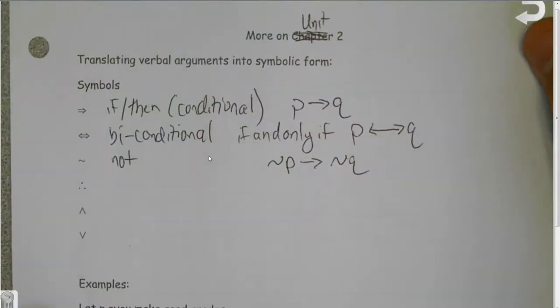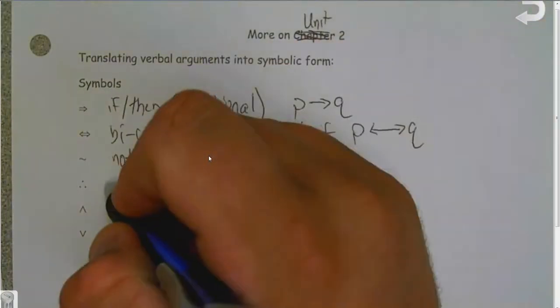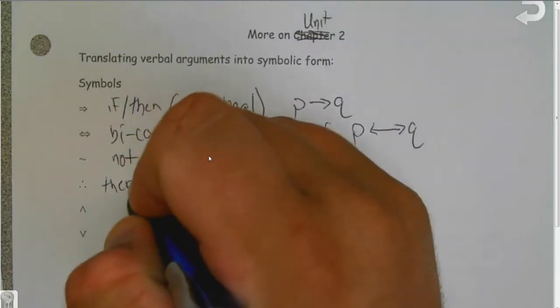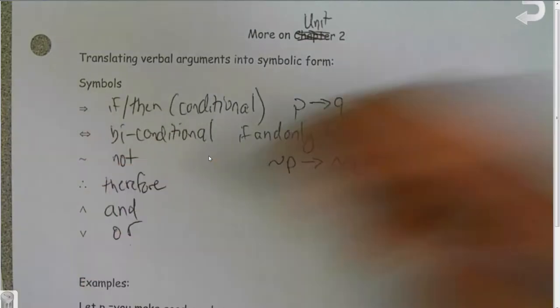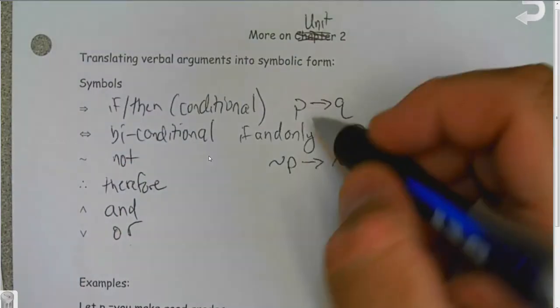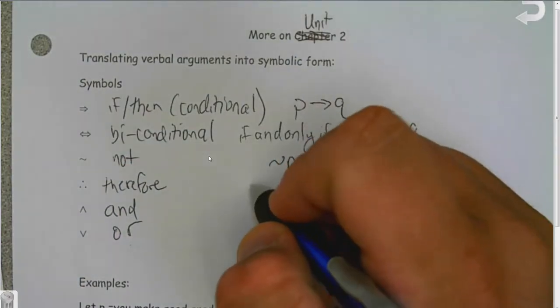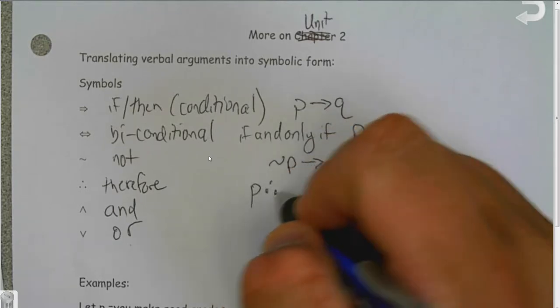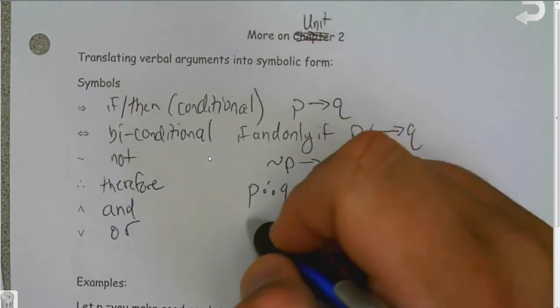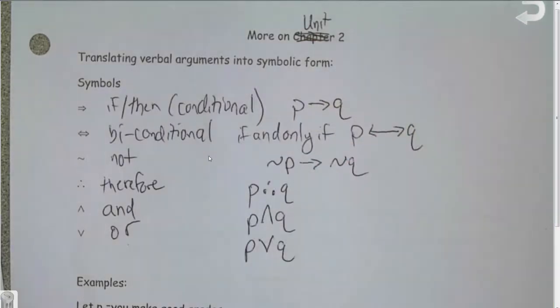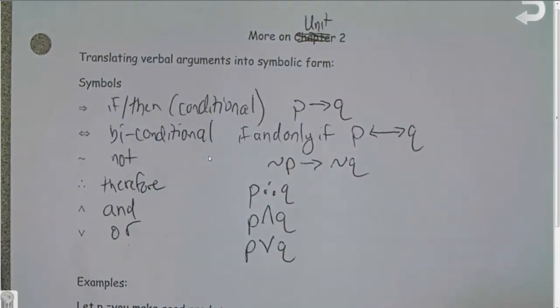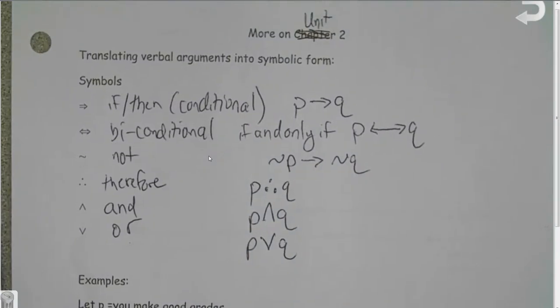A couple others we want to add. We have therefore, we have and, and we have or. And so we can write P therefore Q. We could say P and Q, and we could say P or Q. So again, it sticks with the whole if-then idea. All right.